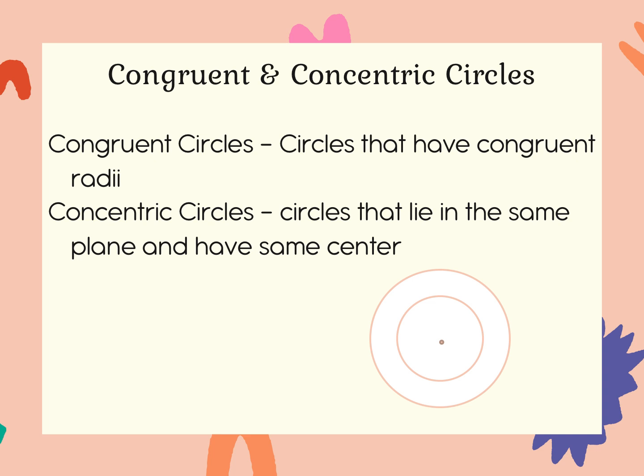All right, so the next one is the definition of congruent circles. Congruent circles are just circles that have congruent radii. The second term here is concentric circles, and these are circles that lie in the same plane and have the same center. A real life example of concentric circles could be a bullseye or a dartboard.